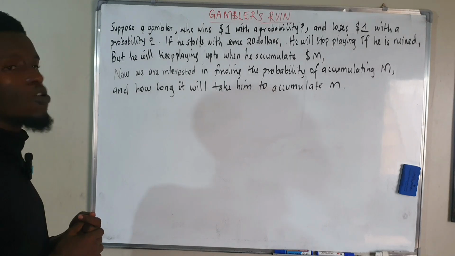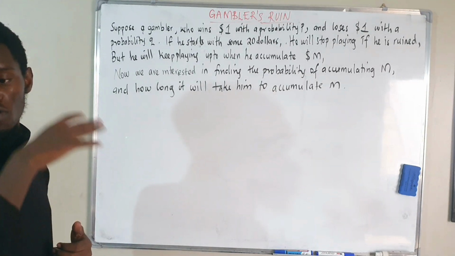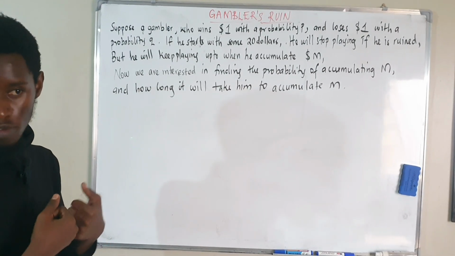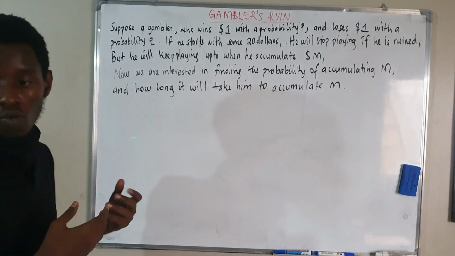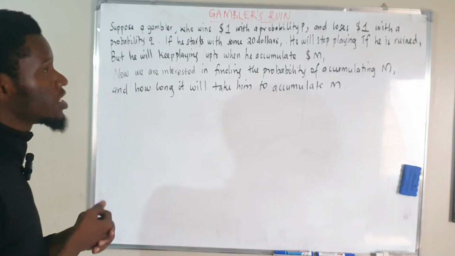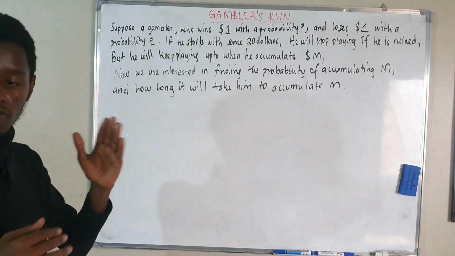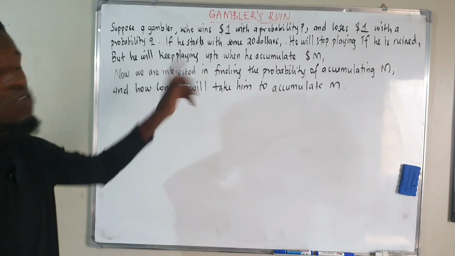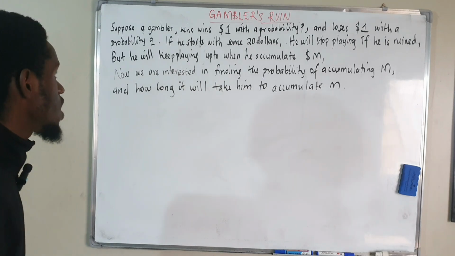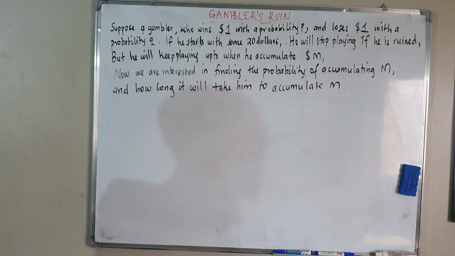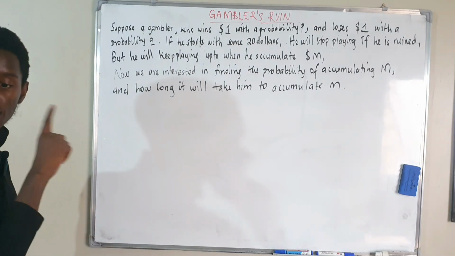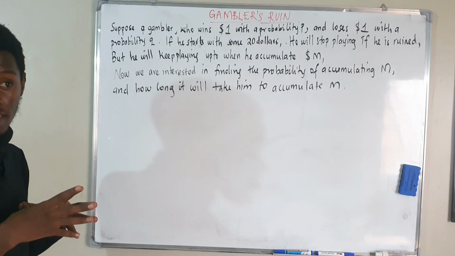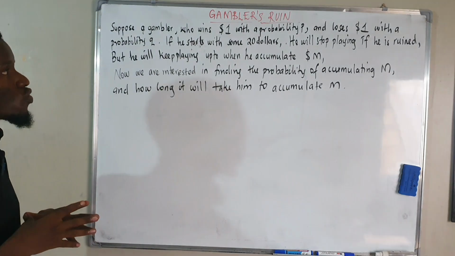I will also stop playing if I win a certain amount of dollars, like M dollars. Obviously when we go for playing such games, we always have a mission, like winning a certain amount of money. We shall always keep playing as long as we are not left with a zero balance, and we shall stop playing if we lose, like if we go to zero balance. For this case, we are interested in finding the probability of the gambler accumulating M dollars, and how long it will take him to accumulate that amount. That's what we're going to look at today.